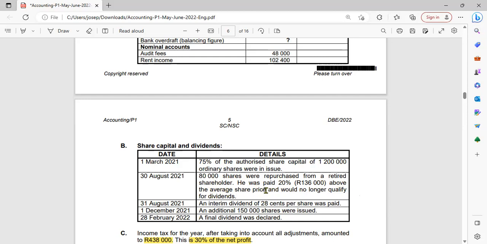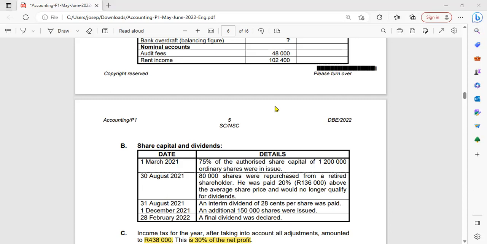So in order for us to find the share price, the price for one share, price per share, we are going to say total cost divided by the number of shares. So we're going to say 136,000 divided by 80,000. Let me calculate it.